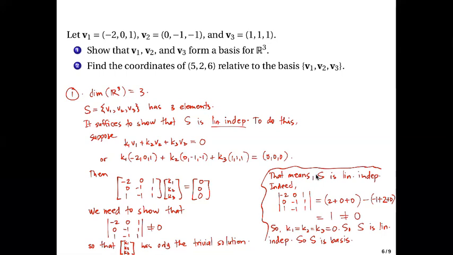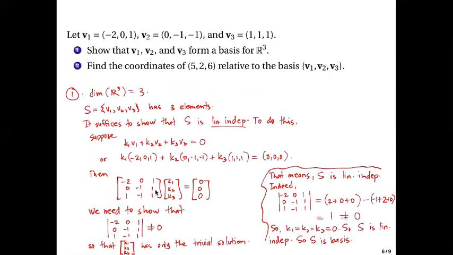For the part 2, so for the part 2, we need to solve for the values of K. So for the part 2, we need to find K1, K2, K3 such that you have the previous matrix equation here. So we get this guy here. Okay.